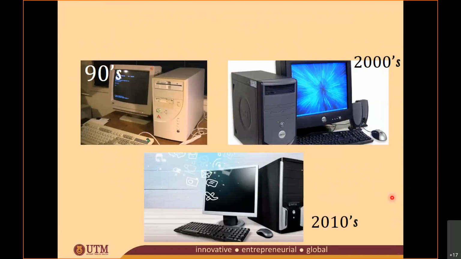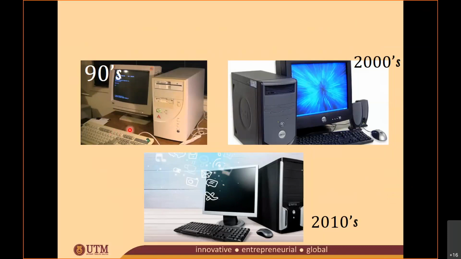Somebody? The color is changing. What do you mean by the color? Is it the monitor display? The 90s is white, 2000 is black, 2010 is hybrid. Okay, so you focus on the color. Other than colors, what else? Okay, you can see here.